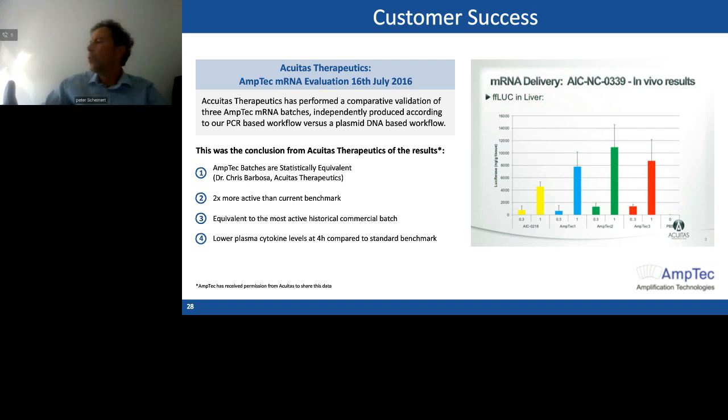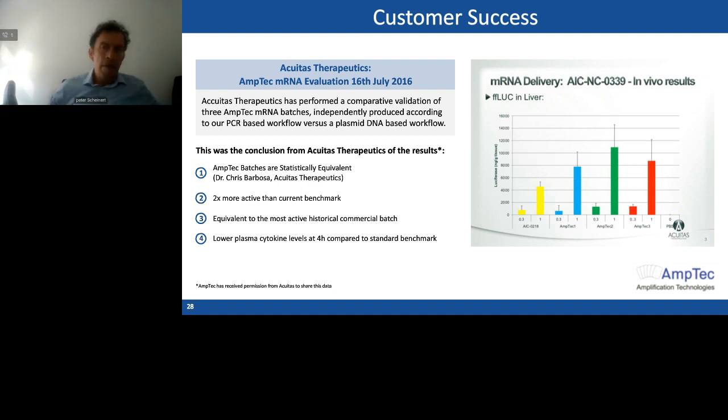And not going too much into detail, although you can see in this picture that we have the blue, the green, and the red bar. As Acuitas also stated, our expression was approximately 2 times more active than the current benchmark. It was equivalent to the most active historical commercial batch. And also very important, we had lower plasma cytokine levels compared to the standard benchmark.